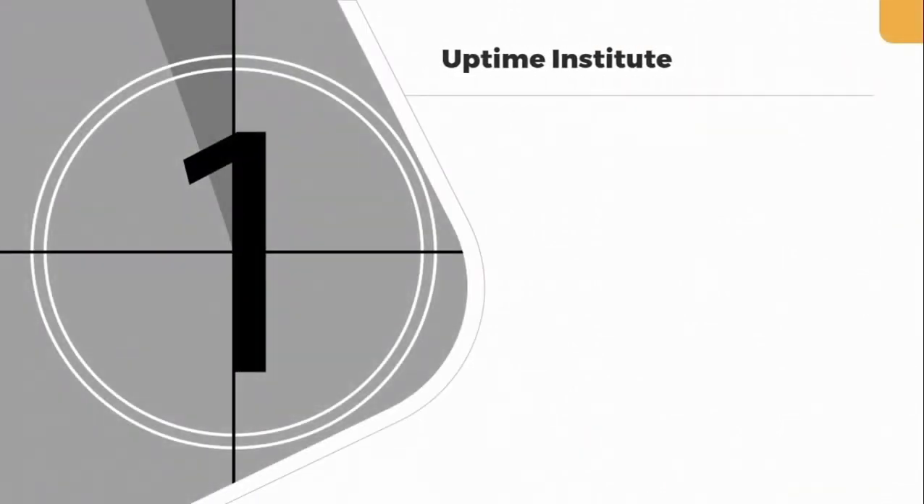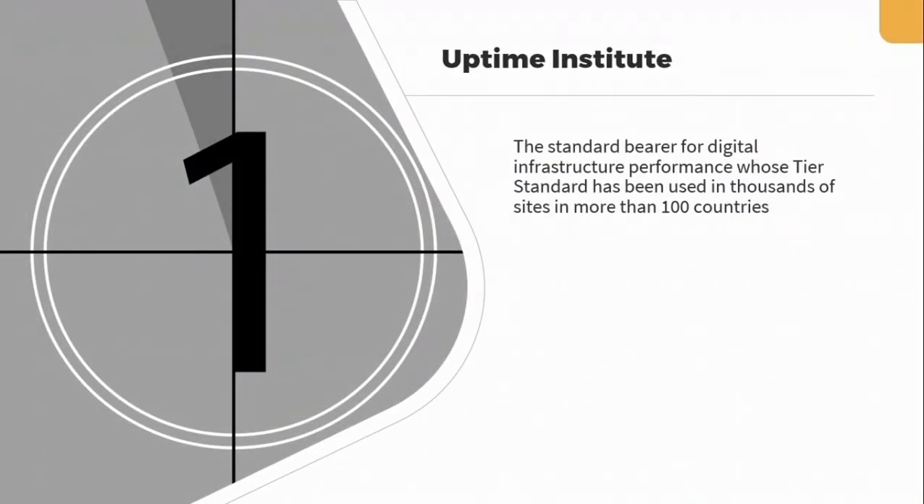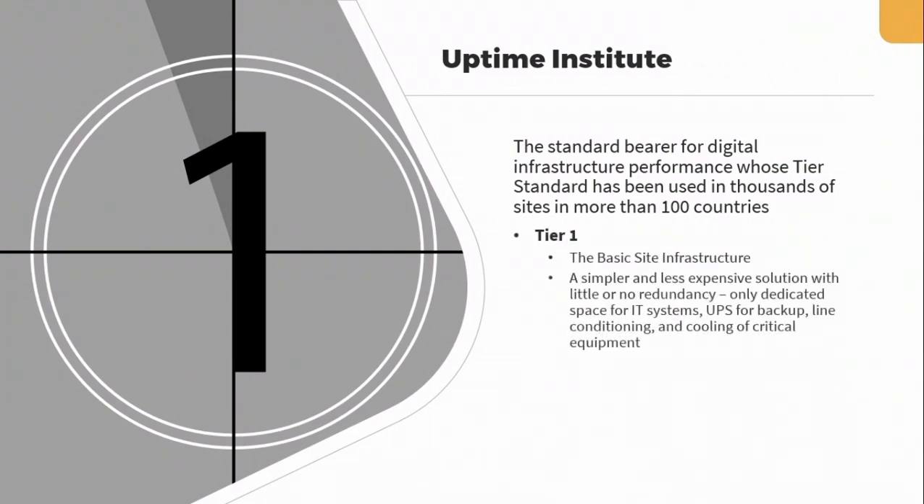The Uptime Institute is the standard bearer for digital infrastructure performance, whose tier standard has been used in thousands of sites in more than 100 countries. Their first tier is the basic site infrastructure. This is a simpler and less expensive solution with little or no redundancy. Only dedicated space for IT systems, a UPS, uninterruptible power supply for backup, line conditioning, and cooling of critical equipment. Any problematic personnel activity will indeed cause downtime. Remember that for the exam.